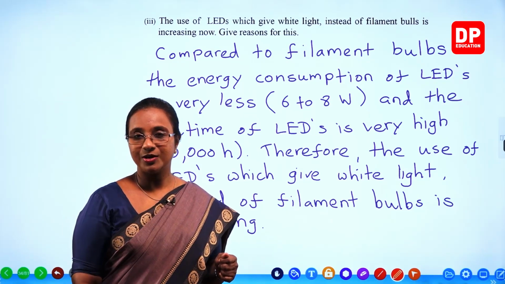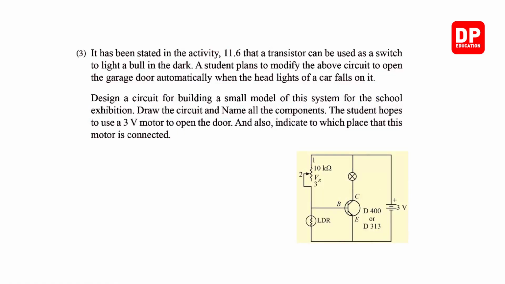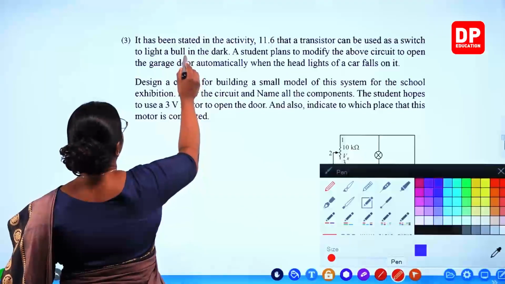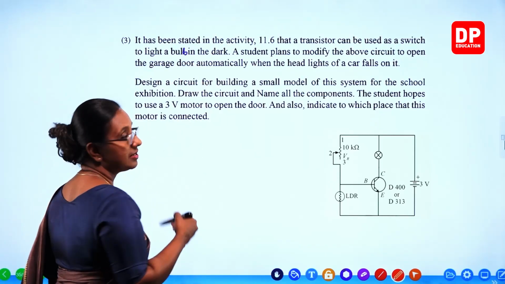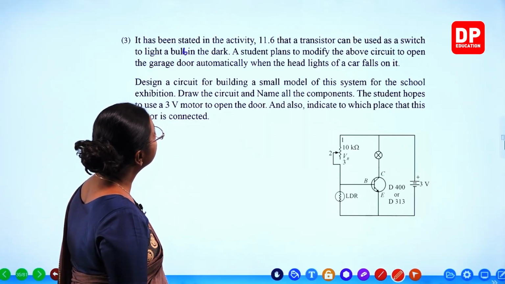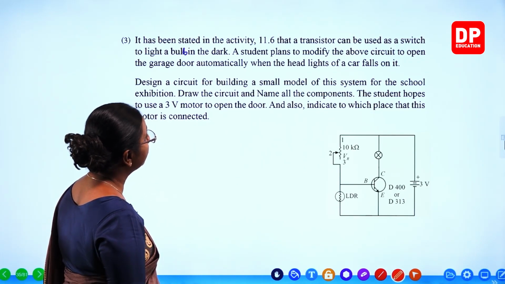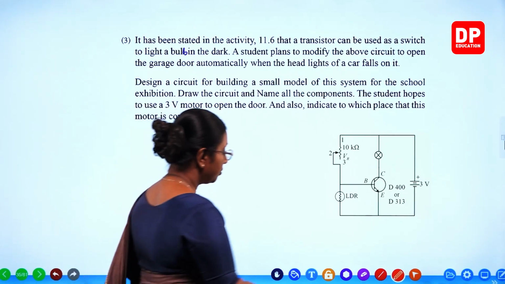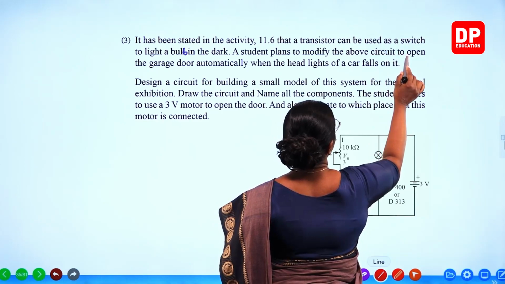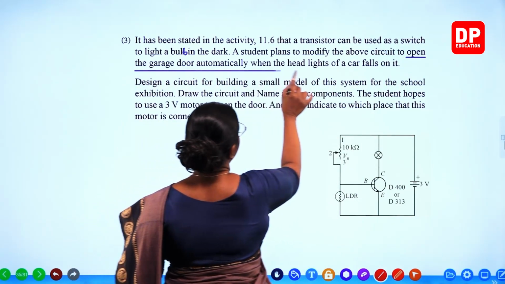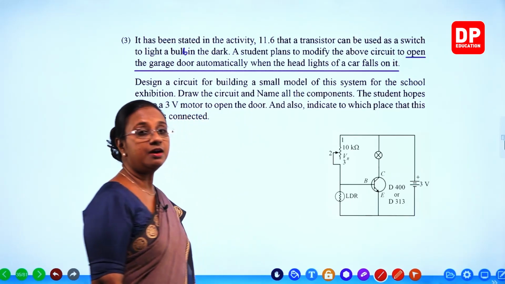So, with that students, I will move on to the next question. So, here we have question number 3. It has been stated in activity 11.6 that a transistor can be used as a switch to light a bulb in the dark. So, here it should be light a bulb in the dark. There is a printing mistake in the textbook. A student plans to modify the above circuit to open the garage door automatically when the headlights of a car fall on it. So, a student wants to modify the circuit to open the garage door automatically when the headlights of a car fall on it.